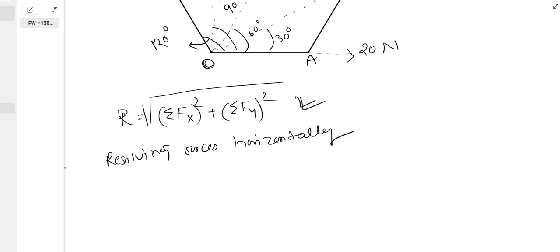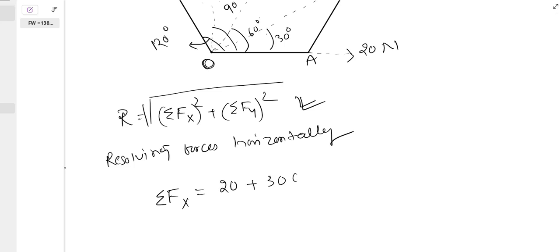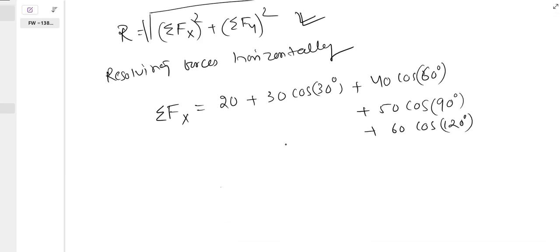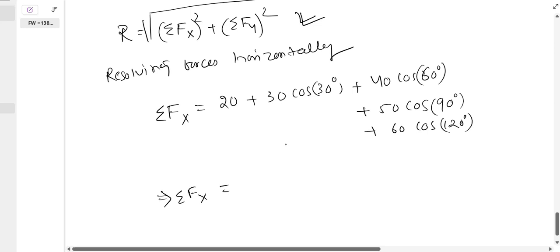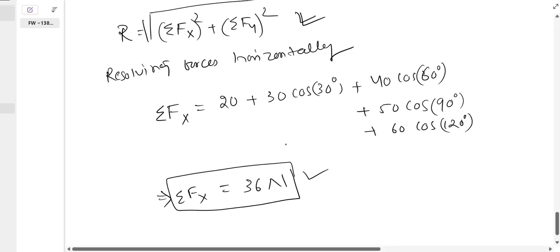Summation of force along x direction, we will get 20 plus 30 cos 30 degree plus 40 cos 60 degree plus 50 cos 90 degree plus 60 cos 120 degree. By the help of calculator we can add all these values and we will get summation of all the force along x direction equal to 36 Newton. So sigma Fx is 36 Newton.